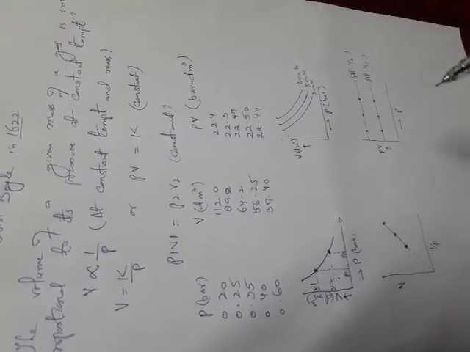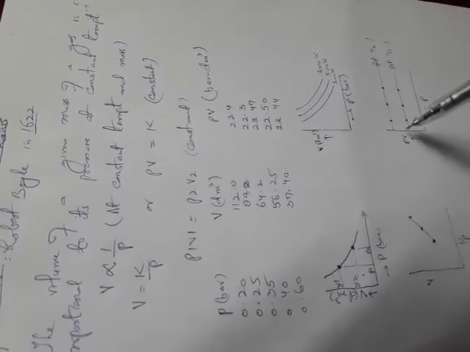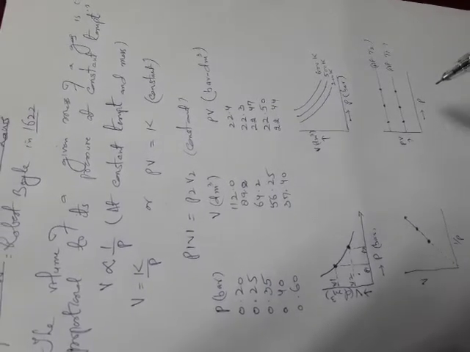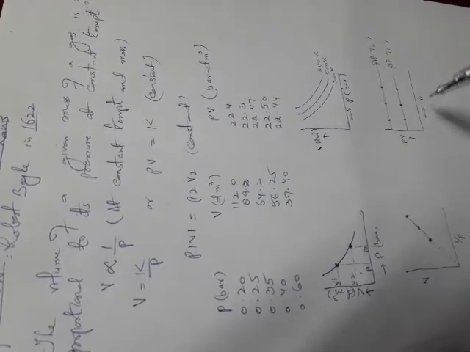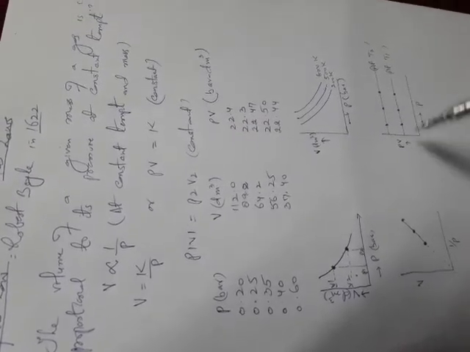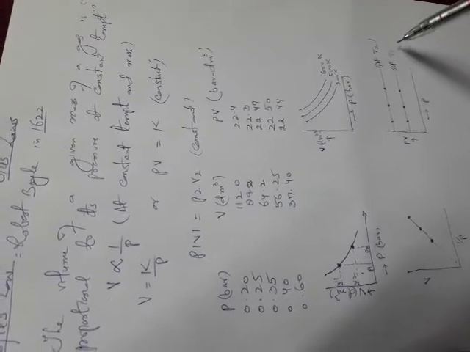Again, if we plot the product of pressure and volume, PV, against pressure, you can see that as the pressure increases, the product of pressure and volume remains constant. So we get a straight line here. This product remains constant at temperature T1.